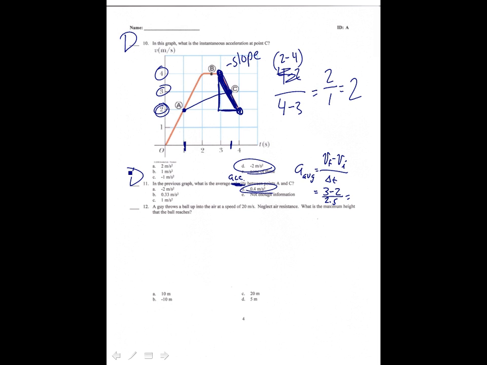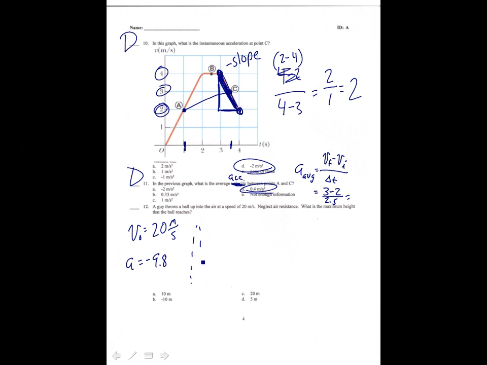A guy throws a ball into the air at a speed of 20 meters per second. What is the maximum height that the ball reaches? Alright, so we know that its initial velocity is 20 meters per second. We know that the acceleration is minus 9.8. We first need to find out the time.